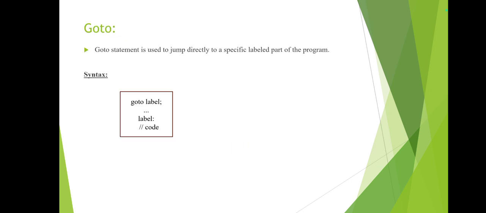Okay, the next type is goto statement. The goto statement is used to jump directly to a specific labeled part of the program. The syntax of goto statement consists of two parts. They are goto statement and label. First, we write goto followed by the label name and a semicolon. Then the label is written using the label name followed by a colon. When the program finds goto label, the control jumps directly to the statement marked with the label.